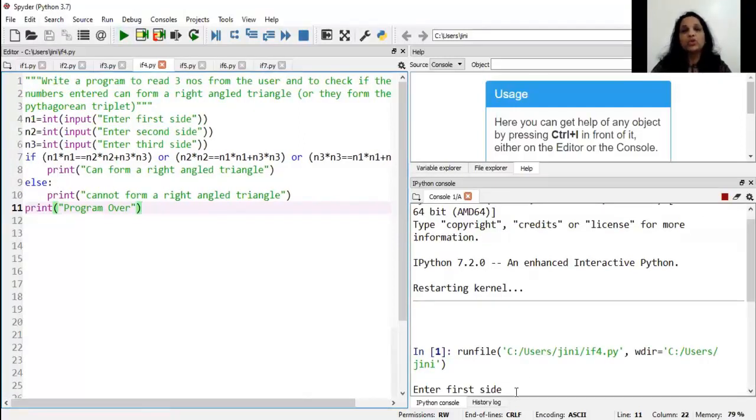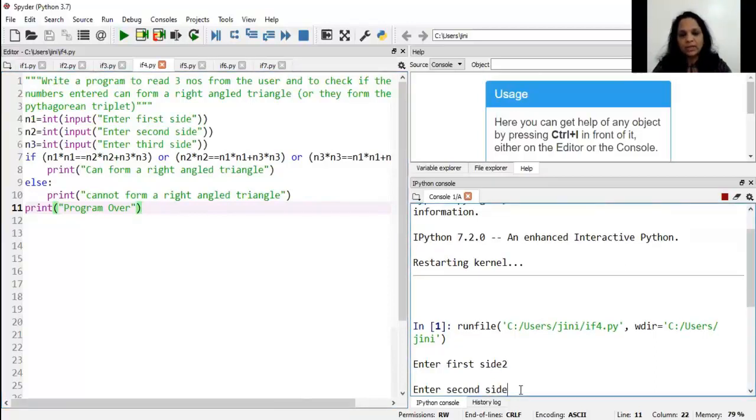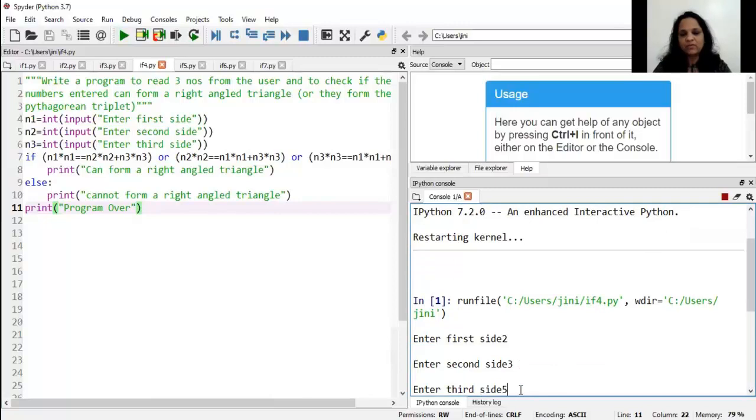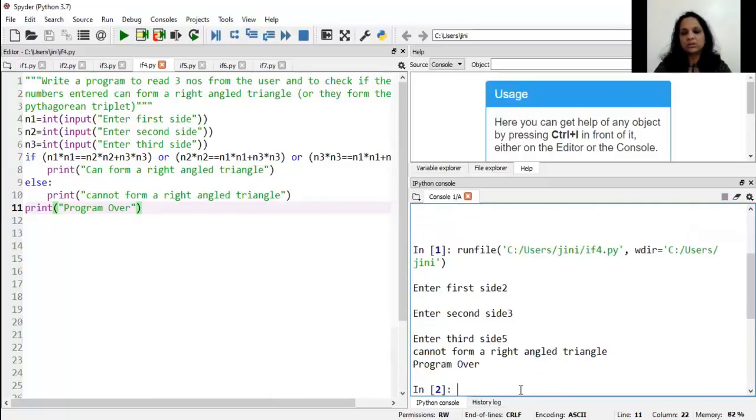Now we know 2, 3, 5 can form a Pythagorean triplet, right? So I enter 2, I enter 3, and I enter 5. What message did it give? Cannot form a right angle triangle. Why did I get that? Sorry, 2, 3, 5, yes, cannot form a right angle triangle. It was 3, 4, 5.